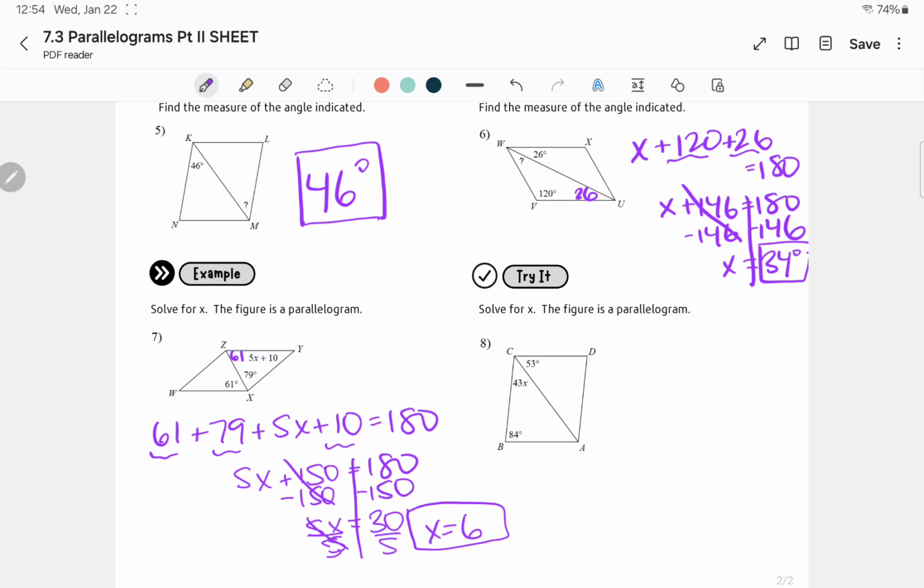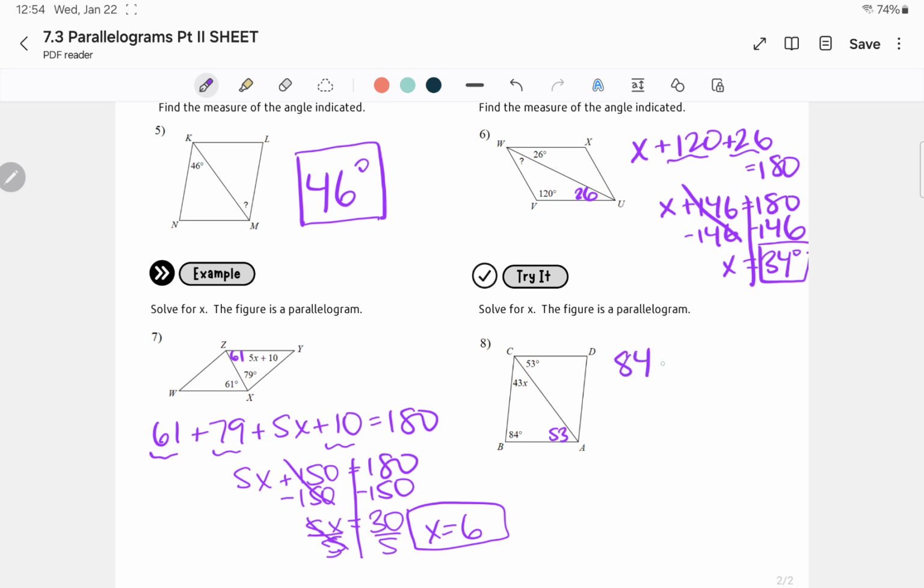All right, so last one. Go ahead and pause the video and try number 8. I think you guys got it. All right, hopefully you did number 8 by yourself. So let's flip 53 over to this side, and now we have a triangle.